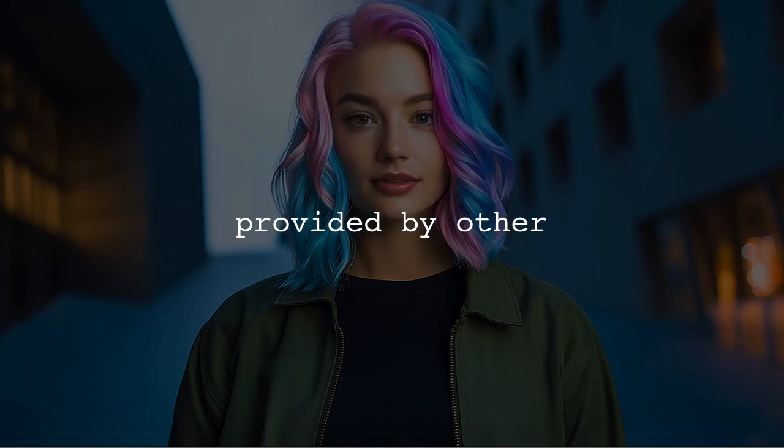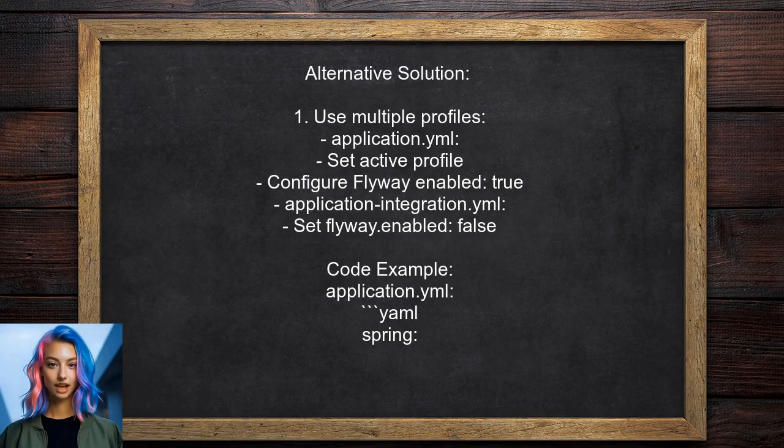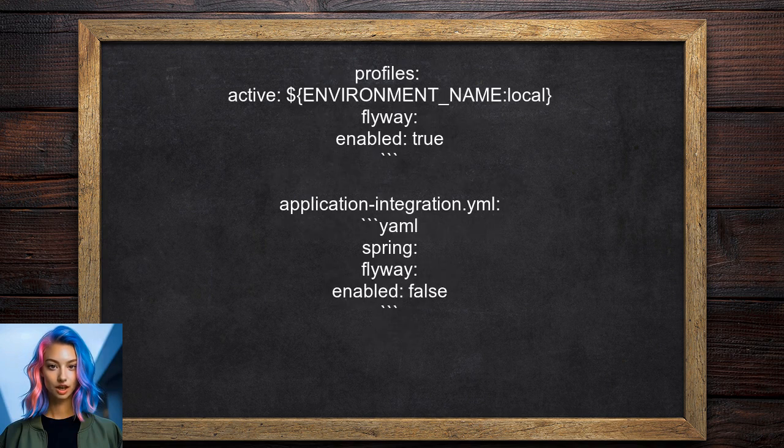Now let's look at the answers provided by other users. One user suggests managing multiple profiles for your Spring Boot application. In their main application.yml file, they set the active profile and configure Flyway to be enabled. However, in the application integration.yml file, they specifically disable Flyway by setting it to false.